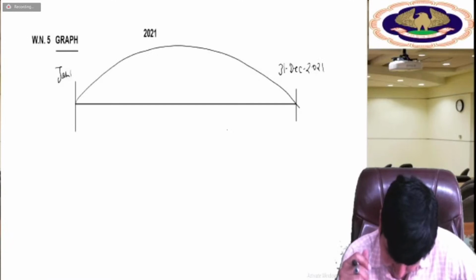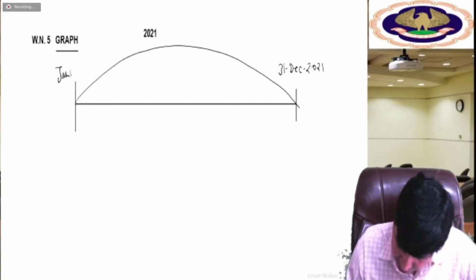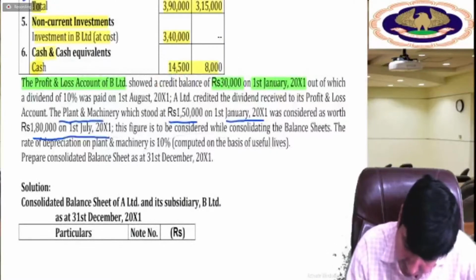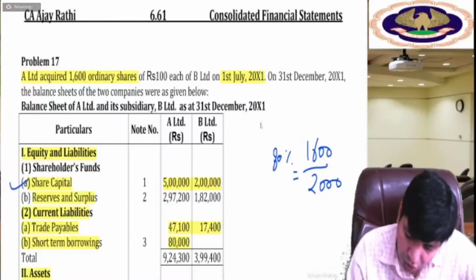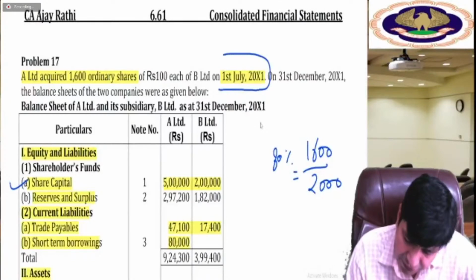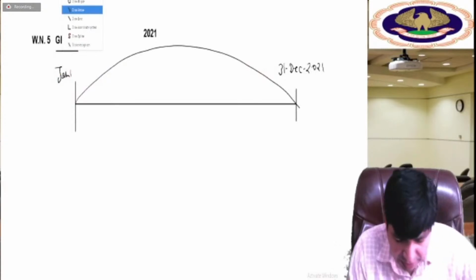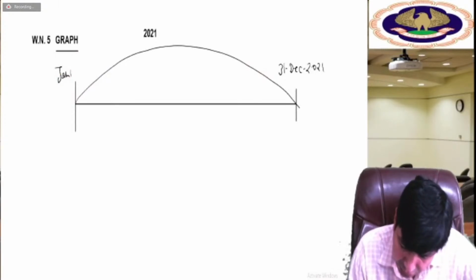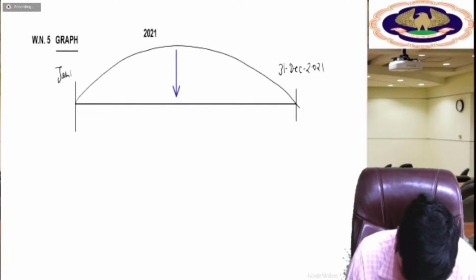Now, we are having the balances. First, please mention the date of acquisition here. A Limited acquired 1600 shares on which date? July 1st, 2021. So it is in the middle. This is the date of acquisition. DOA represents date of acquisition.